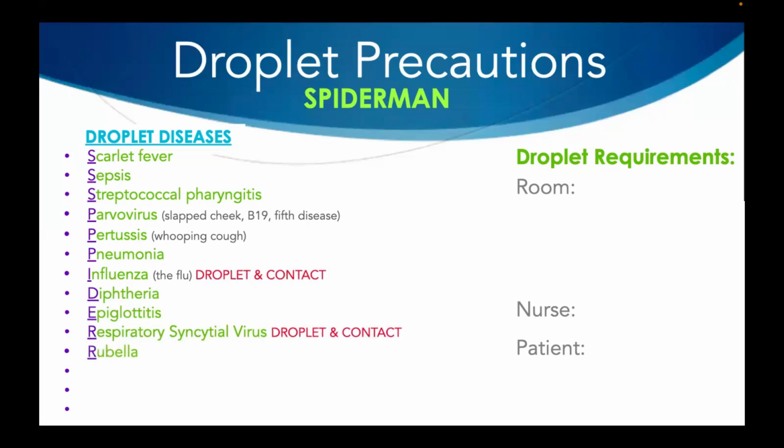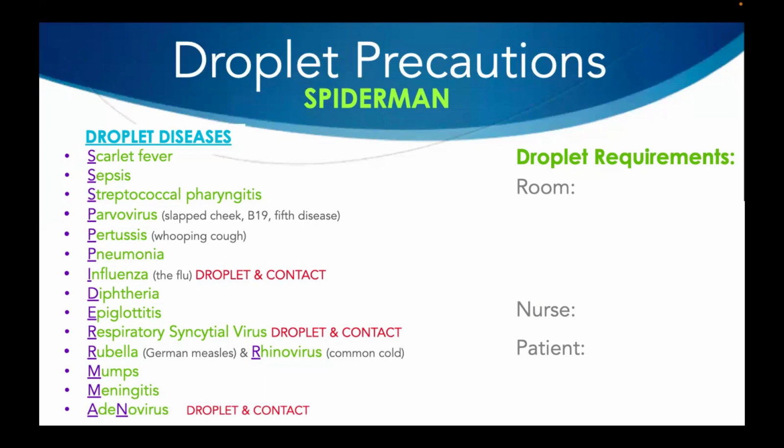Rubella. What is the other name for rubella? German measles. And the last R? Rhinovirus. What is the other name for rhinovirus? The common cold. And what are the M's? Mumps. The last M? Meningitis. And finally, the A and the N? Adenovirus.